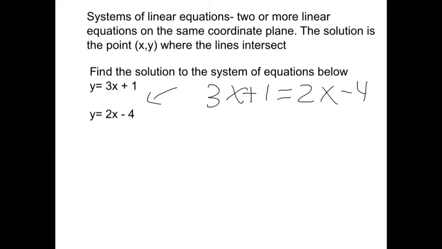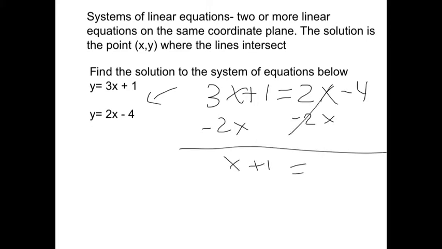So from here it just becomes solving equations. You're going to go ahead and bring one of the x's to the other side, and then isolate the x. So in this case, when x is -5, the two equations will meet.